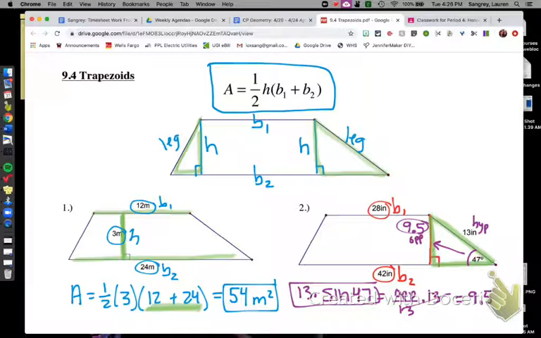All right, so at that point we have everything we need, so we can go ahead and find our area formula, which is 1/2 times the height times the bases added together. So go ahead and add those bases, then multiply it by 1/2, multiply it by 9.5, and we get 332.5 squared inches.